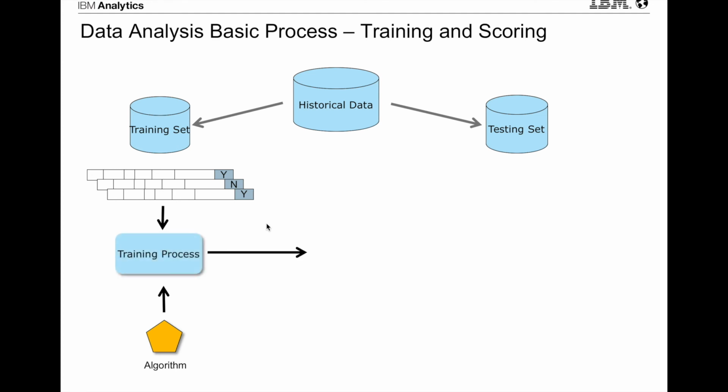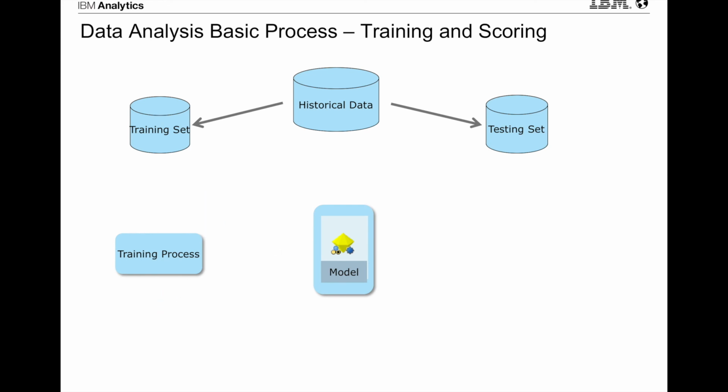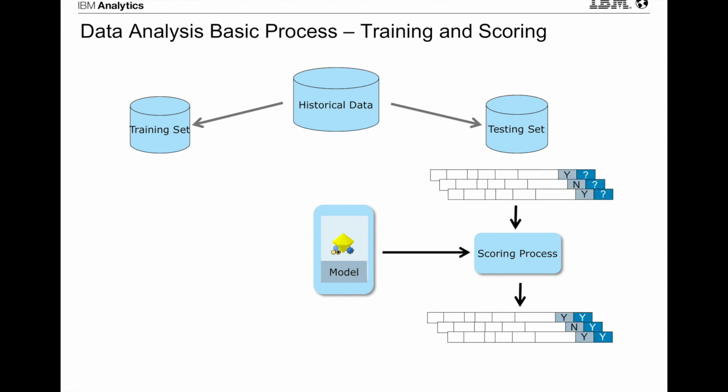With the help of a algorithm, the training process will produce the built model. The records from the testing set will use this model to do scoring and make a prediction for the test records. The observed target is y, and the scoring target is y. So the model accuracy is 66%.